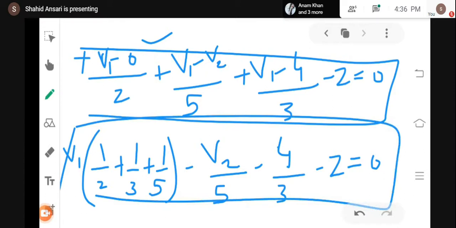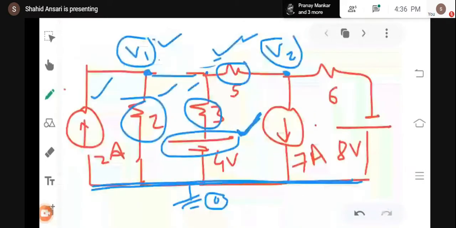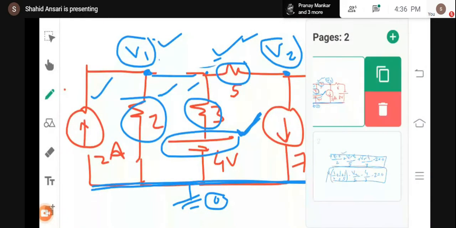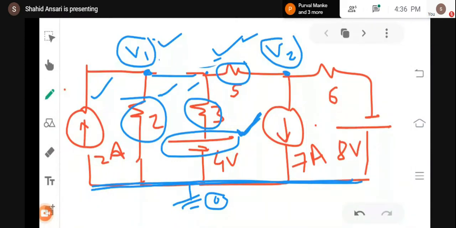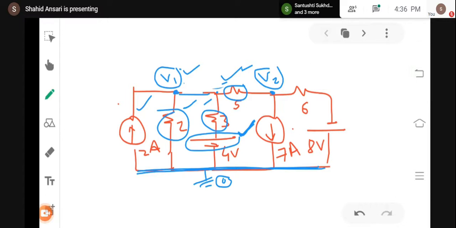Similarly, we can write down the equation of node 2. I think I should leave this problem. It's basic. You already know this, so better to skip. You can solve it. Let's take some actual numerical, or you will be getting bored.